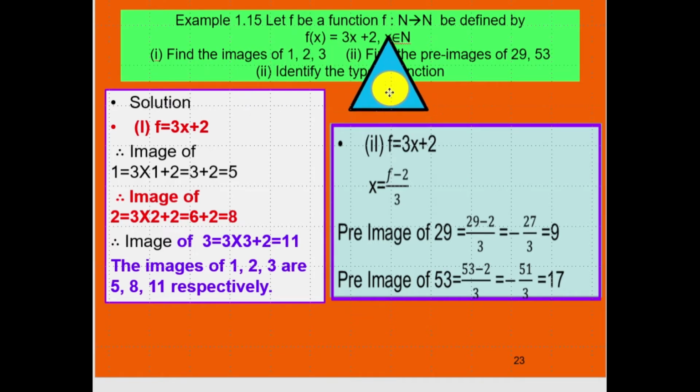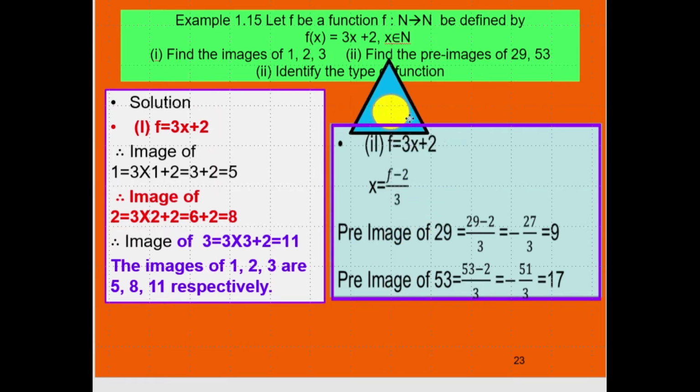Example 1.15. Let f be a function from N to N defined by f(x) equals 3x plus 2, x belonging to N. First subdivision: find the images of 1, 2, 3. Solution: image of 1 equals 3 into 1 plus 2, equals 3 plus 2, which is 5. Image of 2 is 8. Similarly, image of 3 will be 11. Hence, the images of 1, 2, 3 are 5, 8, 11 respectively.